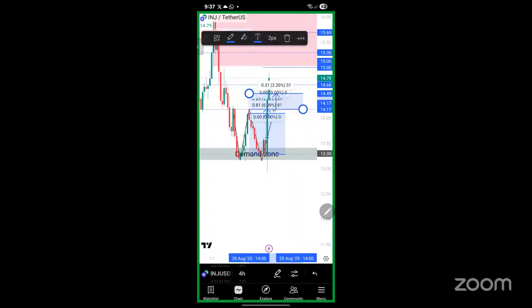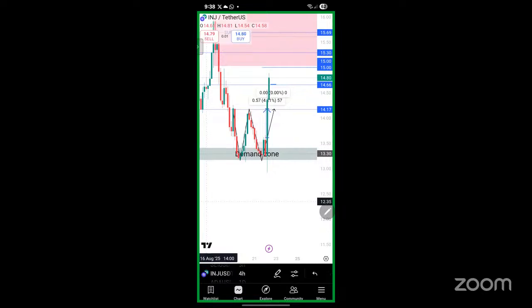No, it is not making sense. Let me remove everything that is here, apart from the double bottom.